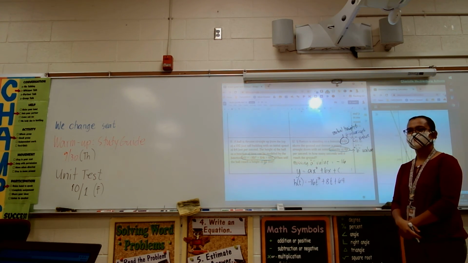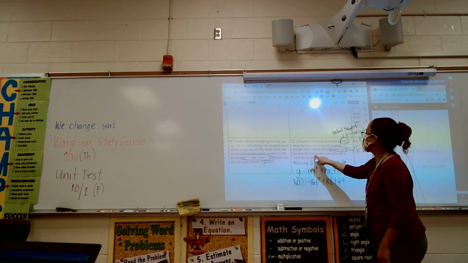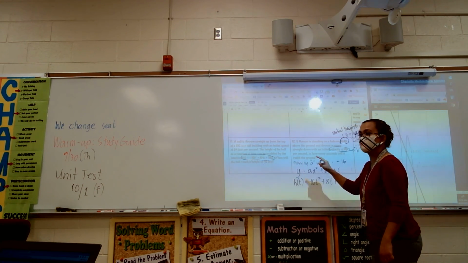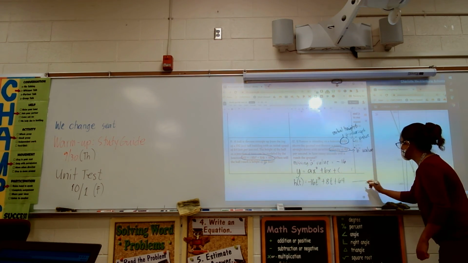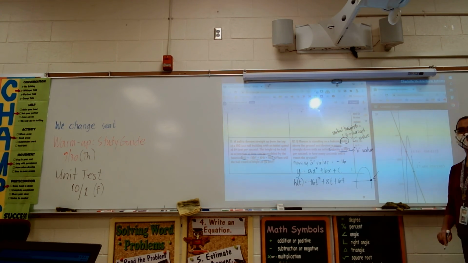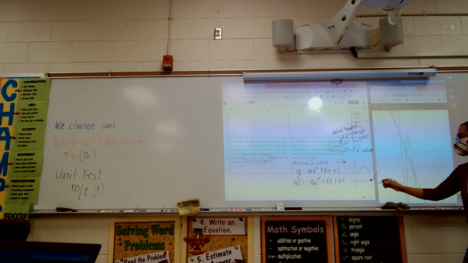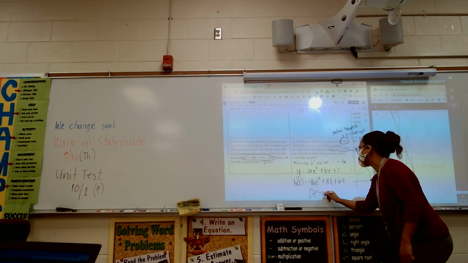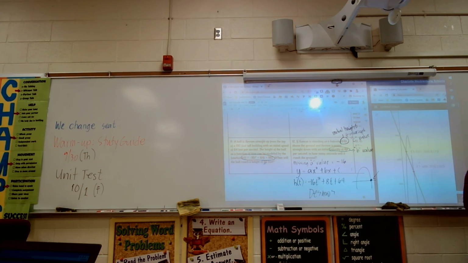Now, what's the question? In how many seconds will it reach the ground? You need to find this. Look, this one. You need to find that. Do it in decimals. The one that reaches the x-axis.